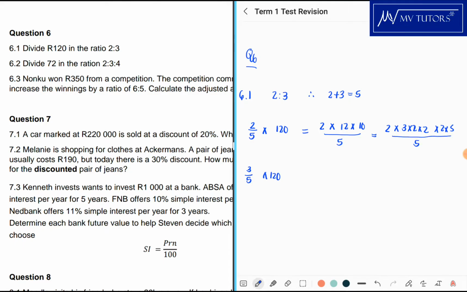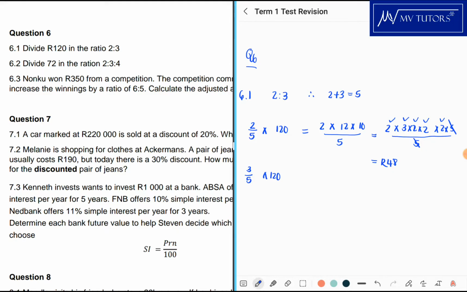So then we can divide the 5 and the 5, and what are we left with? We are left with 2 times 3, which is 6, 6 times 2 is 12, 12 times 2 is 24, 24 times 2 is 48. Okay, so basically, if we divide 120 in the ratio of 2 to 3, we have 48 Rand initially.